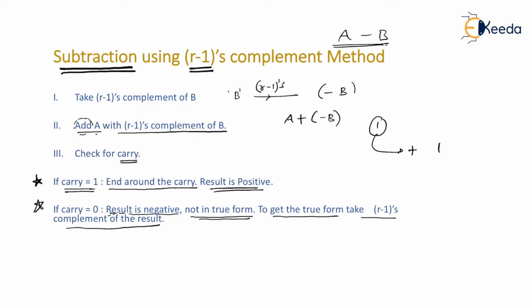So let's begin with an example, one that will give you power to understand. The first question that I'm going to start with: perform 15 to the base 10 minus 7 to the base 10 using 9's complement method.